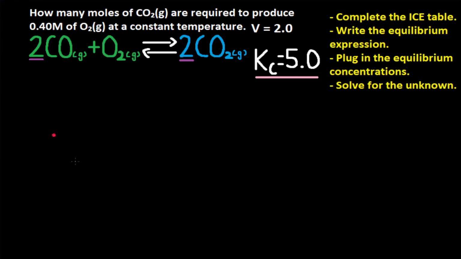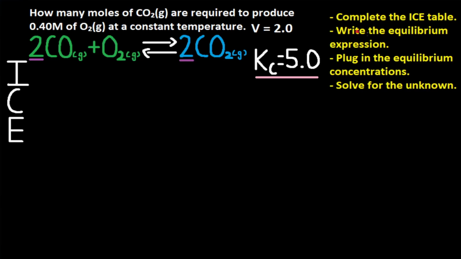Let's try this final practice problem. In yellow are tips to help guide us. You can pause the video and try this yourself or work along with me. How many moles of CO2 are required to produce? Since it's telling us how many moles of CO2 are required, that means it wants the initial value of CO2. So we need to use an ICE table.